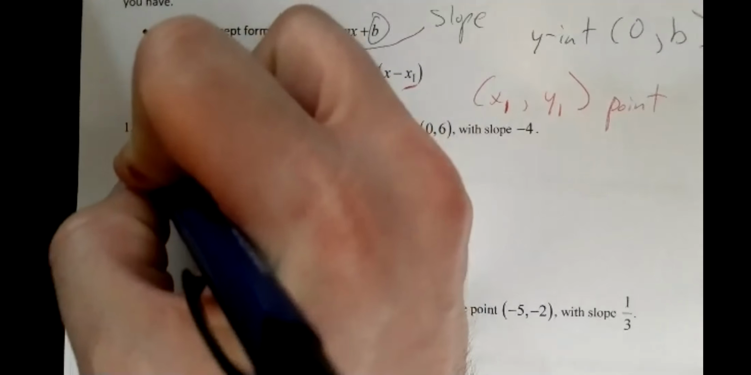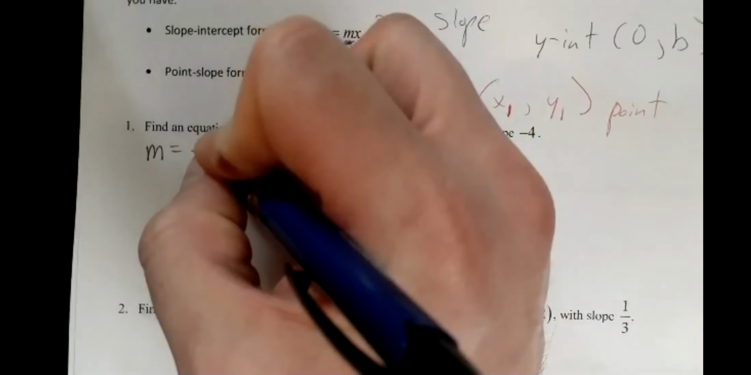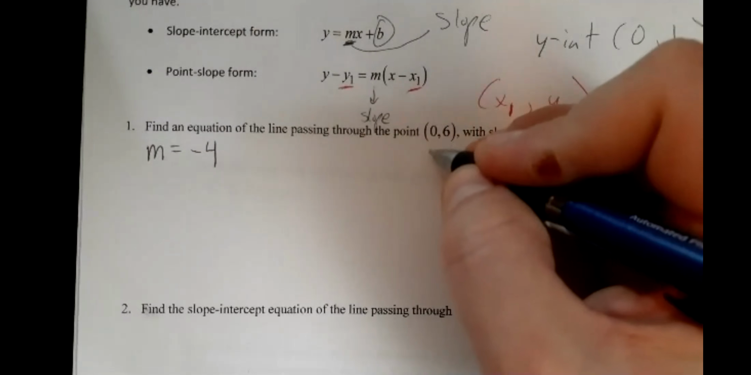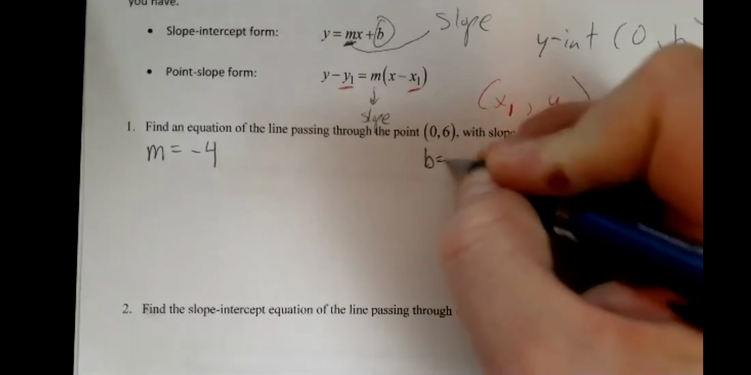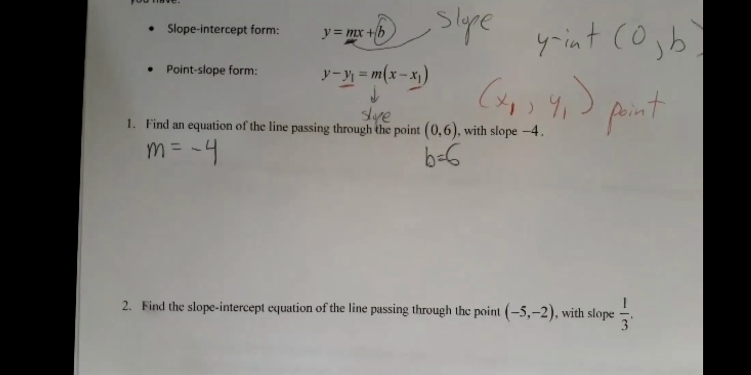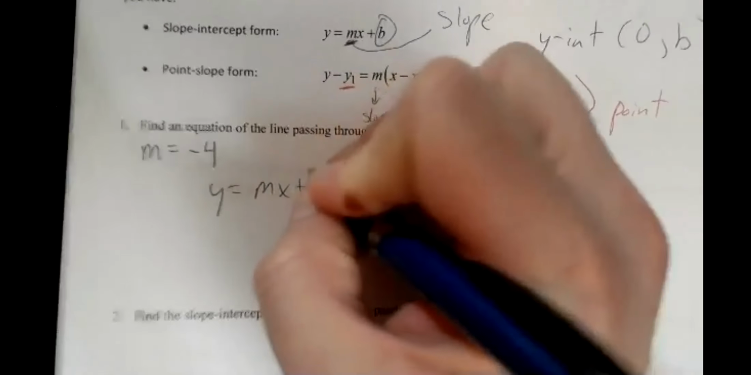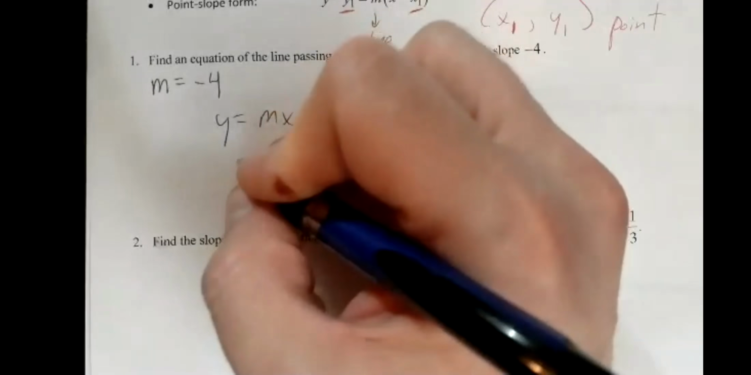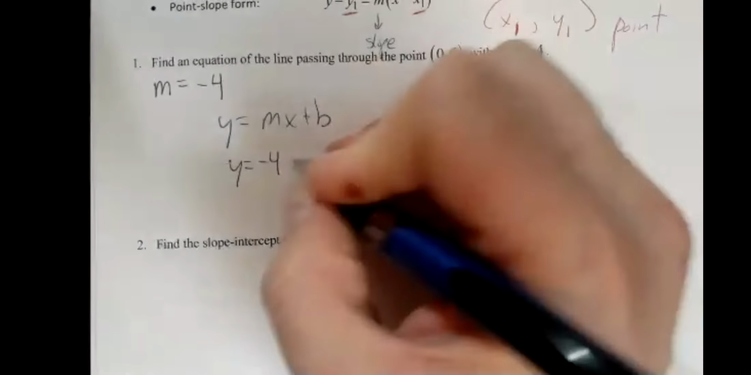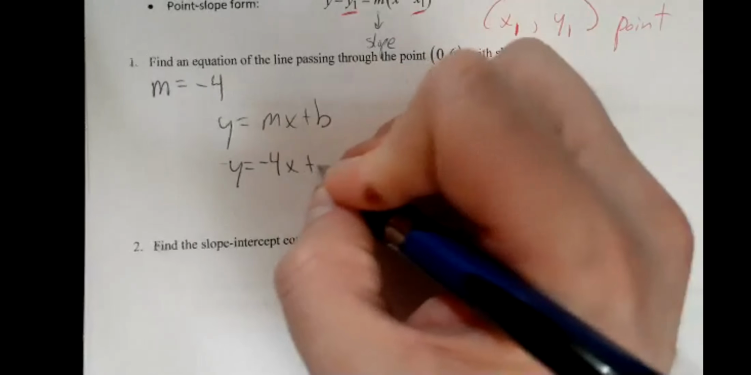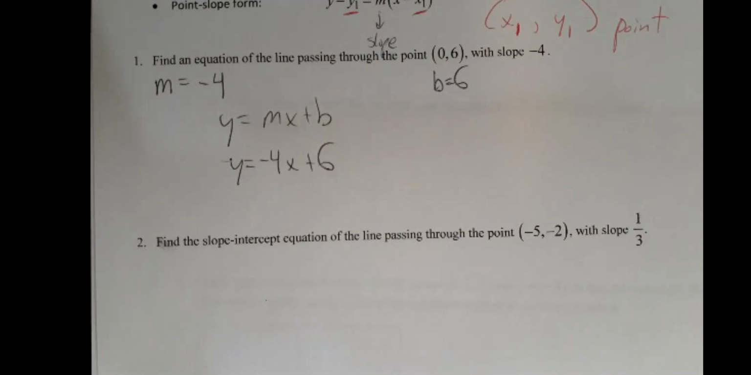So what does it say? My slope is minus 4. My intercept is (0, b), so b is going to be 6. And so we're looking at this equation, y equals mx plus b. If my m is minus 4 and my b is 6, it should look something like that. Okay.